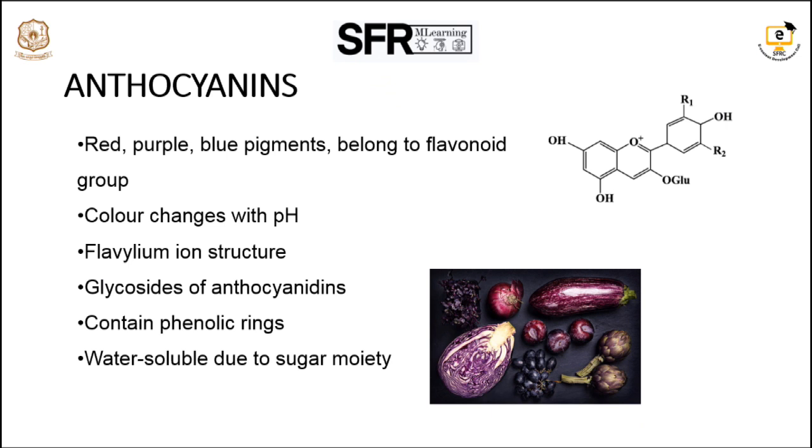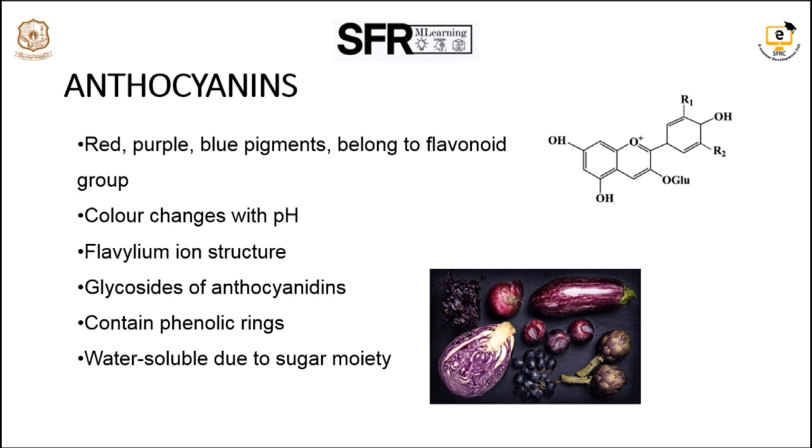The chemical structure contains the flavylium ion structure. We are discussing anthocyanins, but anthocyanidins contain the flavylium ion ring structure, which contains 3 rings, 2 benzene rings and 1 interconnecting heterocyclic ring. So this is the flavylium ion structure.